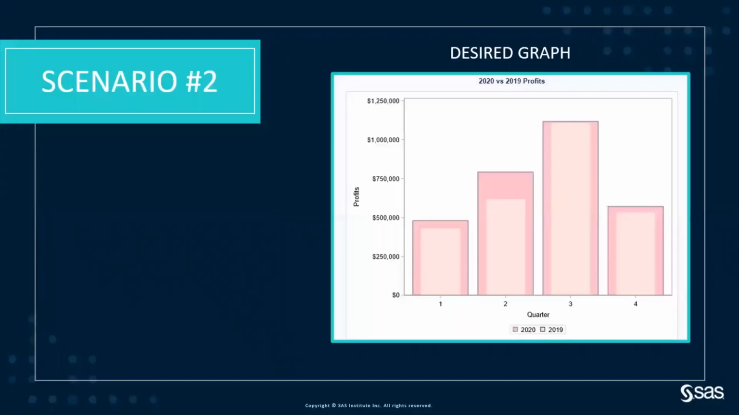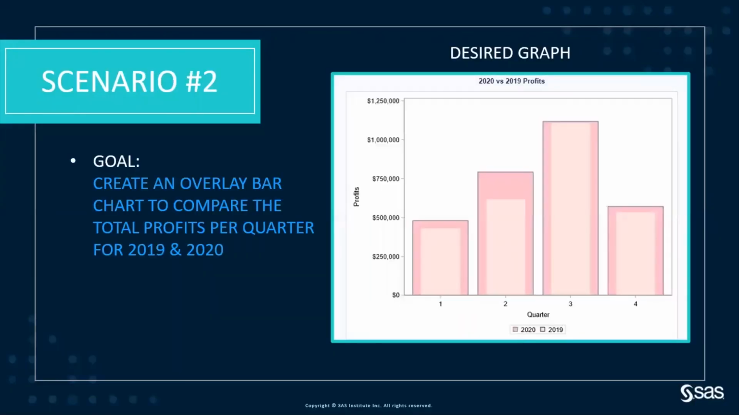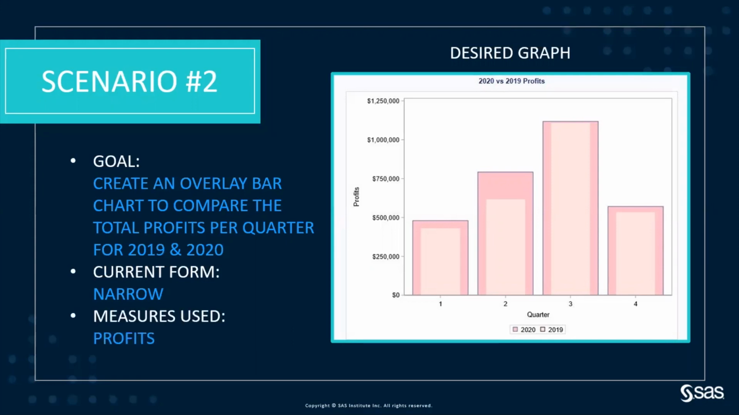Now for our next scenario, we'd like to create an overlay bar chart to compare the total profits per quarter for 2019 and 2020. We'd like to see the 2019 bars in a lighter color on top of the 2020 bars to visualize our profits growth over the past year. The data we've received is currently in the narrow form. And once again, we are solely focusing on profits, holding off on units sold. So let's head back over to our SAS session and try out scenario number 2.